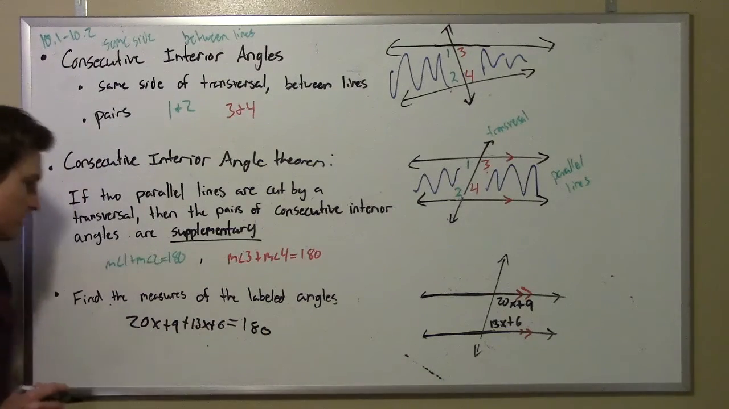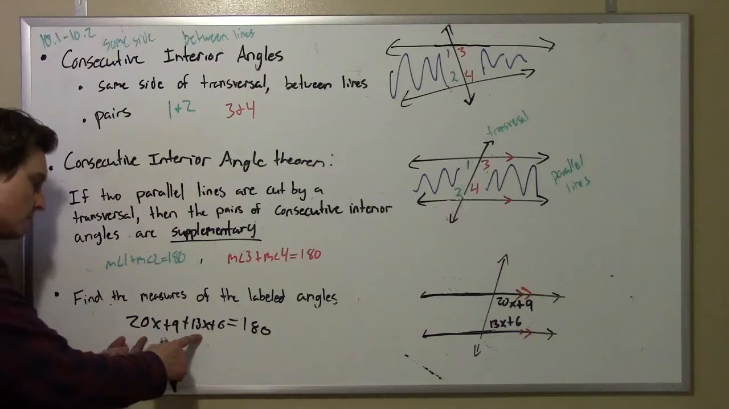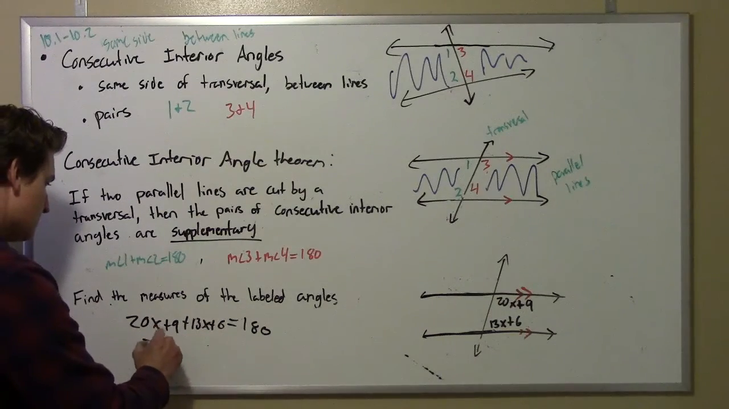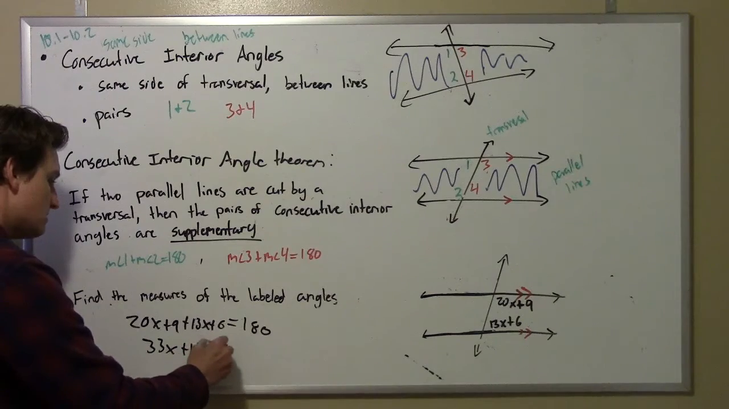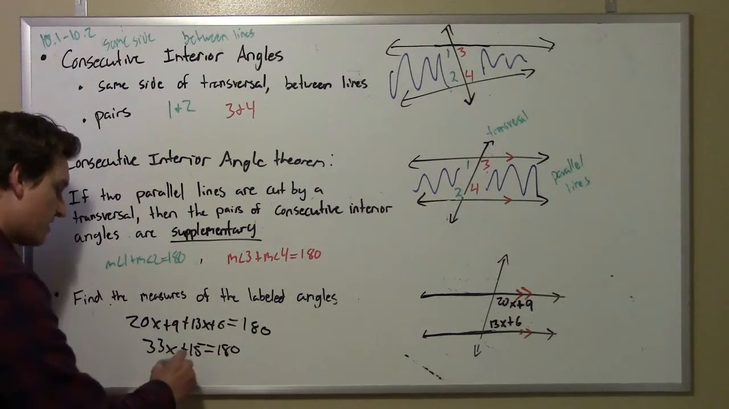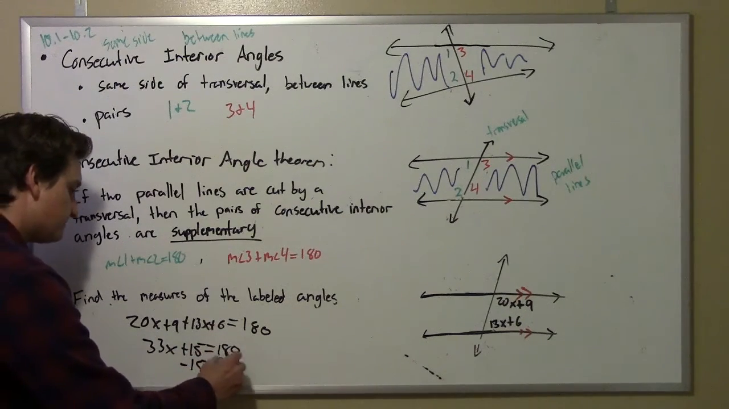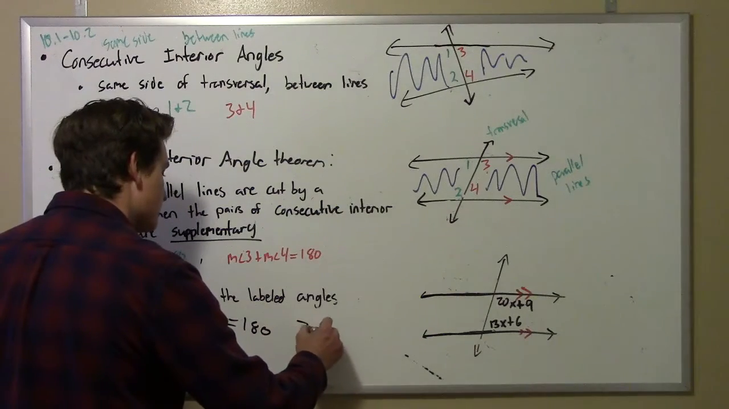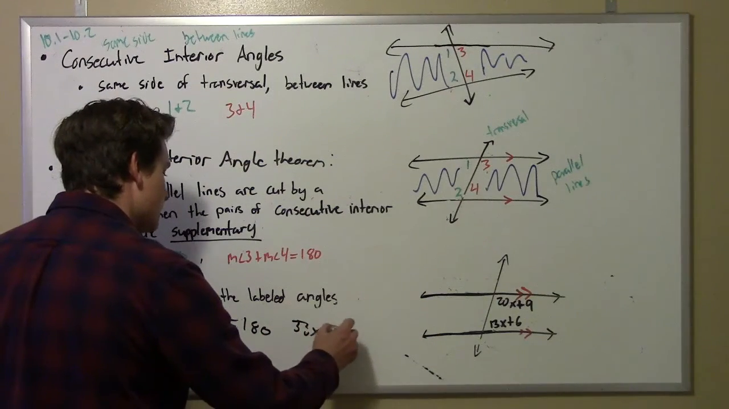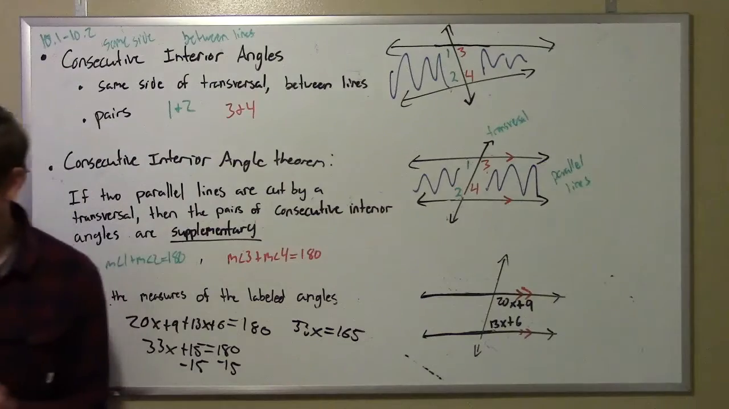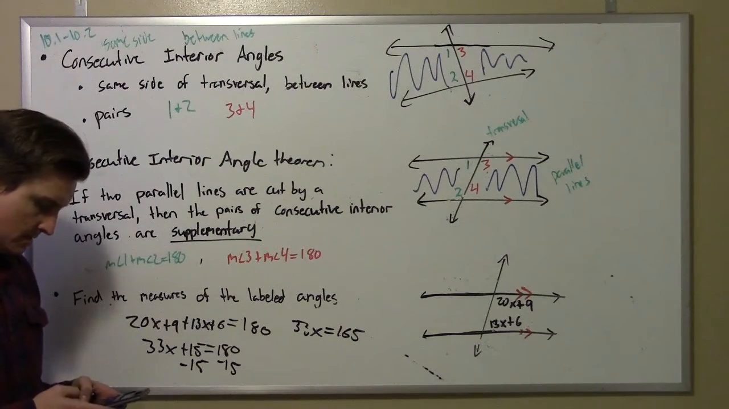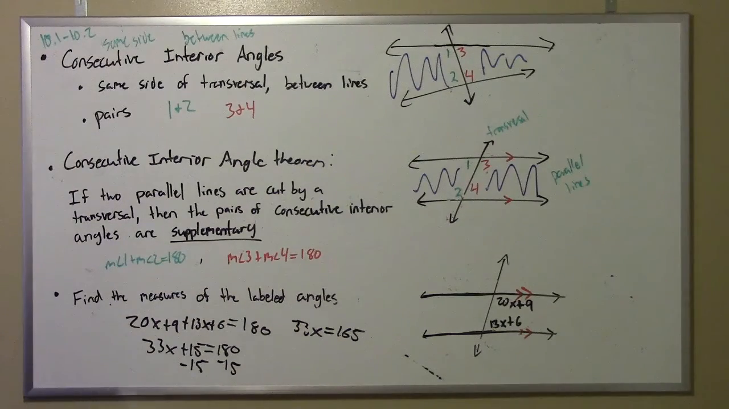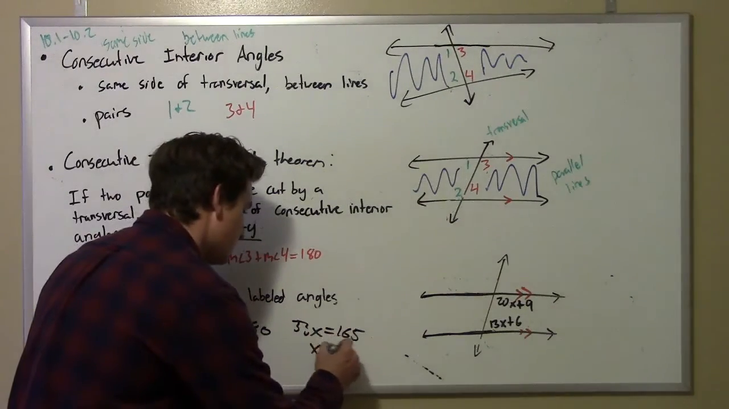Okay, so let's combine our like terms. We're going to get 33x here. When we add these, we're going to get 15. That equals 180. So we'll subtract 15 from both sides, and we'll get 33x equals 165. I hope we did this right. Hopefully 165 is divisible by 33. It is, thank goodness. x equals 5.